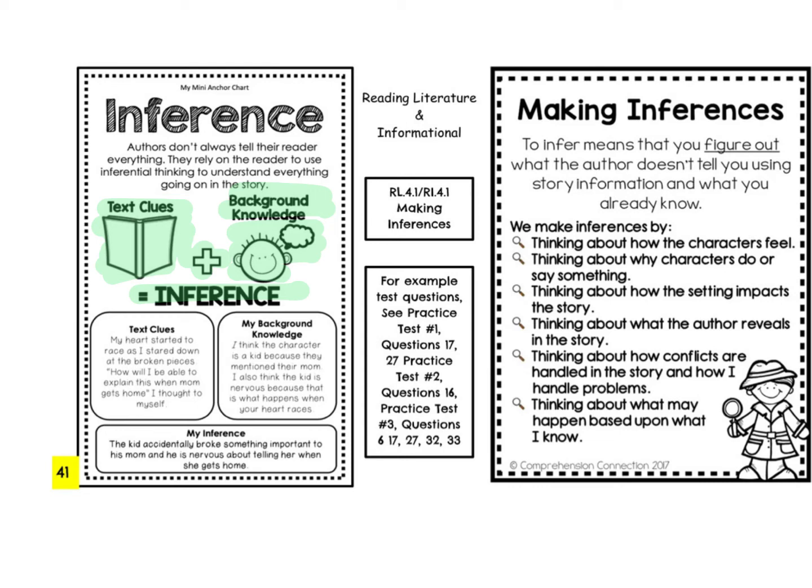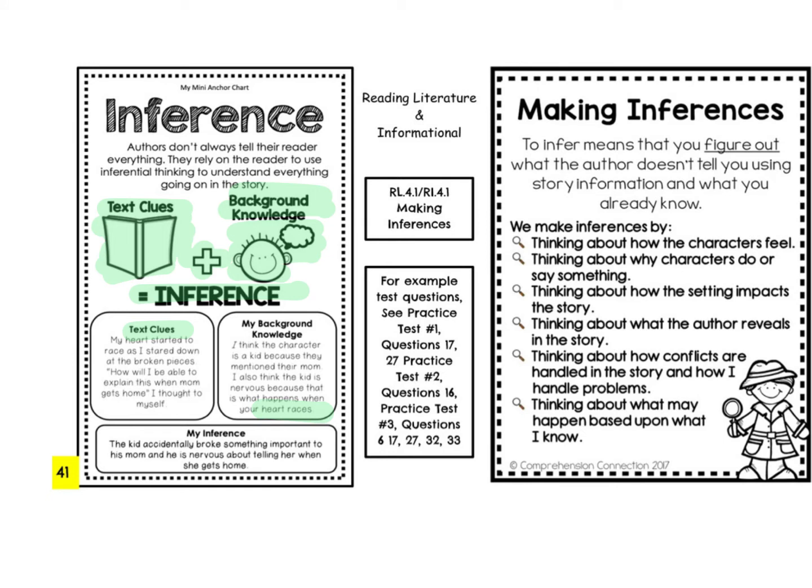Now we have an example in our notes of how a growing reader might use this formula. My heart started to race as I stared down at the broken pieces. How will I be able to explain this when my mom gets home? I thought to myself. This is my text clue. Now I'm going to think about what I already know. Well, I think the character is probably a kid because they mention their mom. I also think the kid is nervous because that's what happens when your heart races. I'm going to highlight heart races.